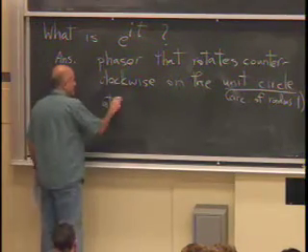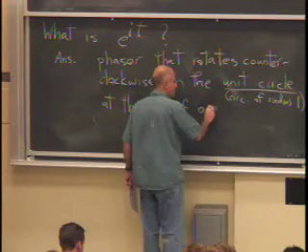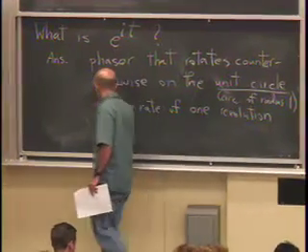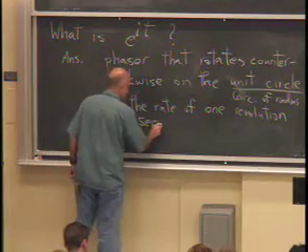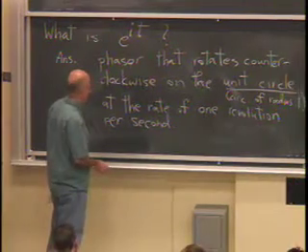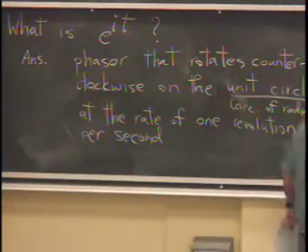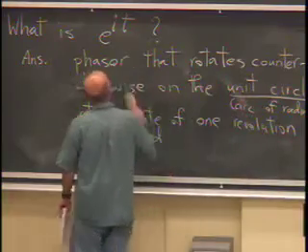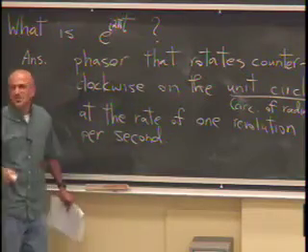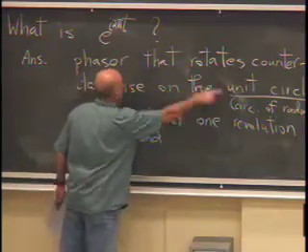At the rate of one revolution per second. Oh, sorry. No, that's not one revolution. One revolution every 2 pi seconds. Sorry, I should have put pi. This annoying 2 pi will come into the picture all over the place. E to the i 2 pi t takes you one revolution in 1 second.